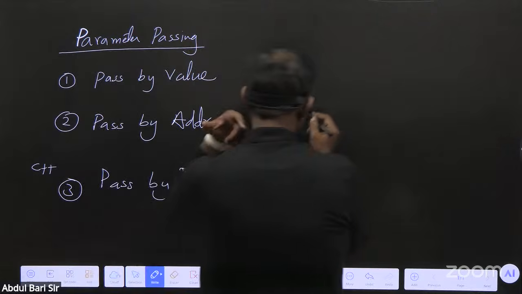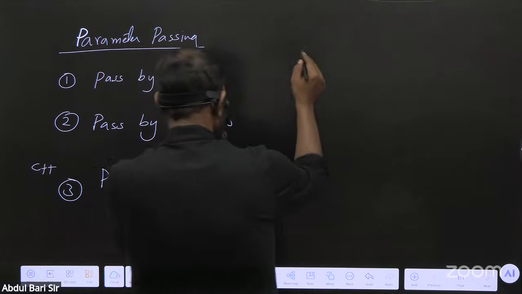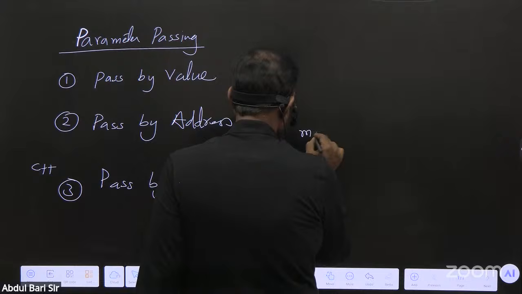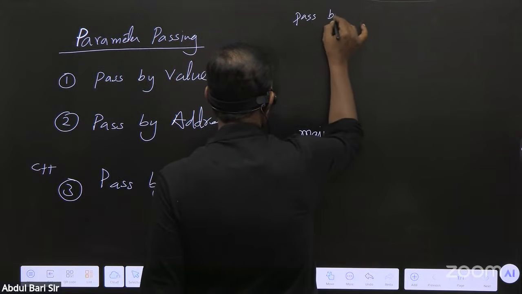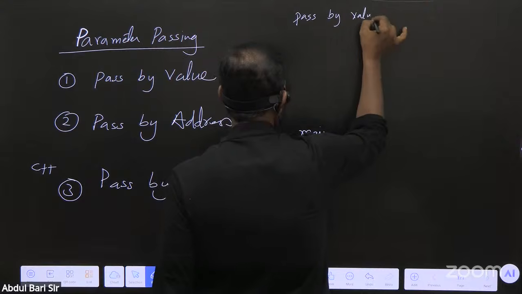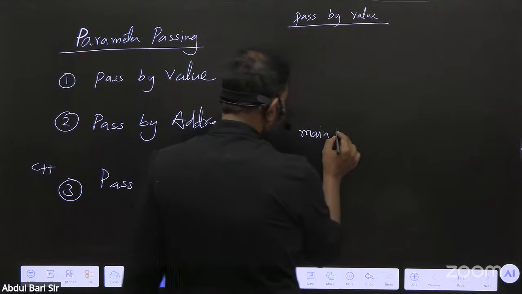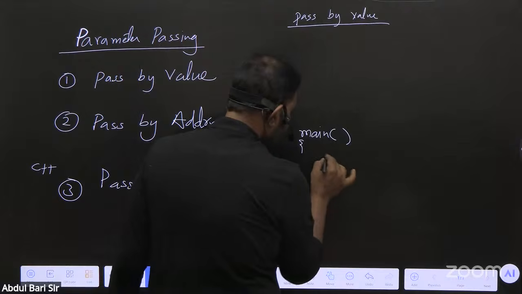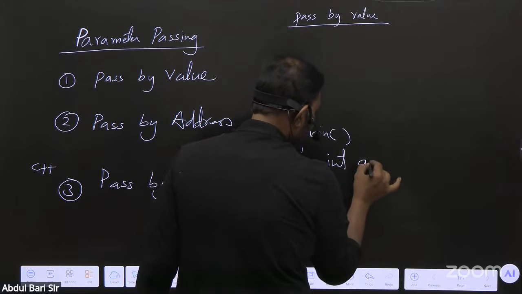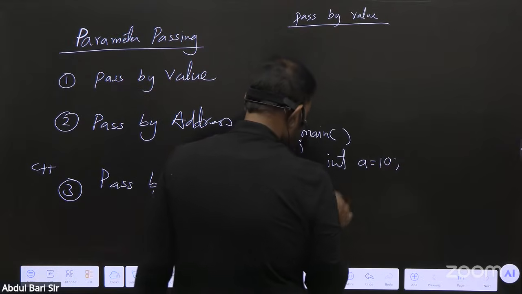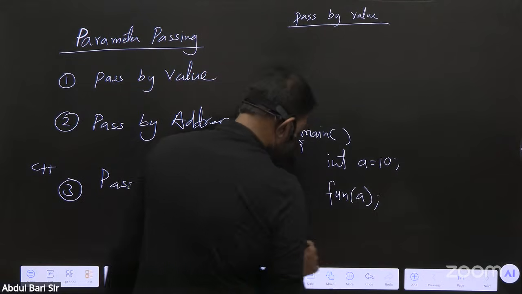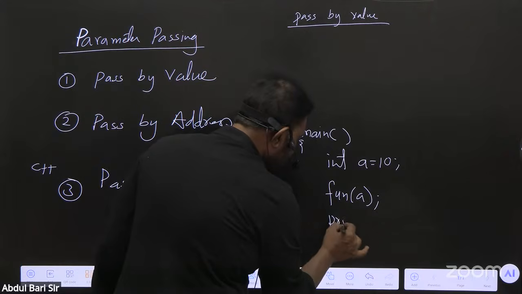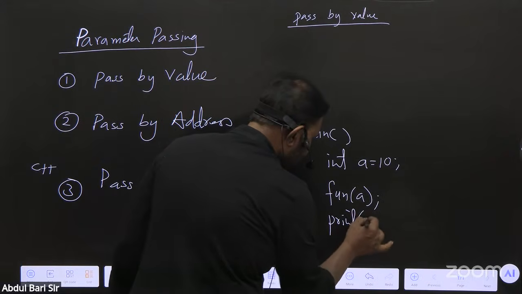So let us write one example function. Suppose I have a main function. First I am explaining pass by value. In this main function, I have some variable a, which has value 10. Then I am calling one function and passing the value a, and then I will print the value of a.